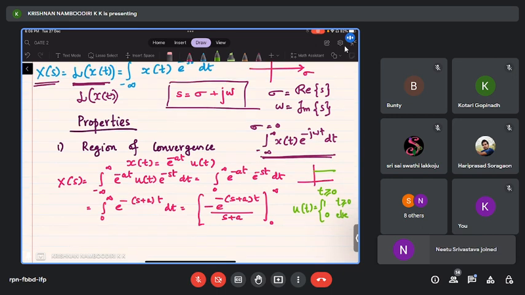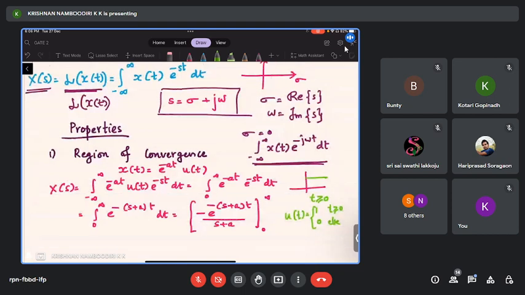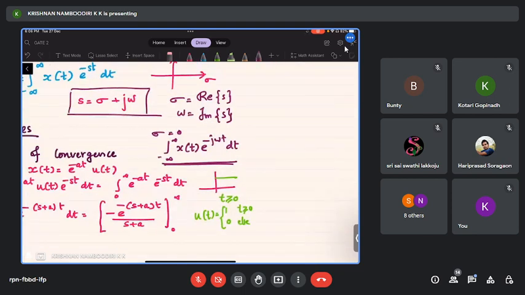Okay, so x of t equals e power minus at u of t. That will have a shape that is looking like this. e power minus at will have a shape that is like this. Correct? This is 0, t equal to 0, and this is x of t.